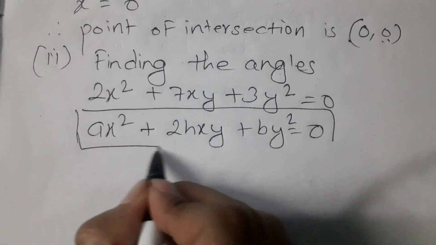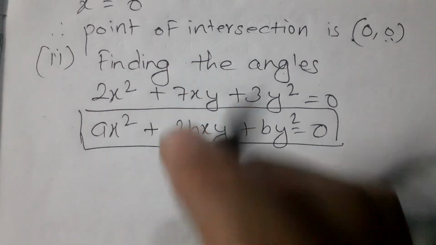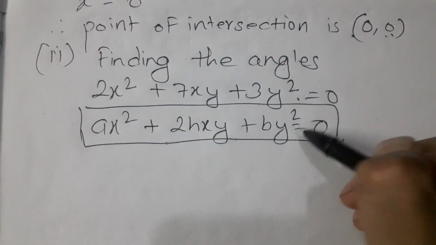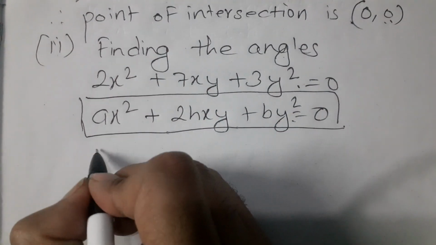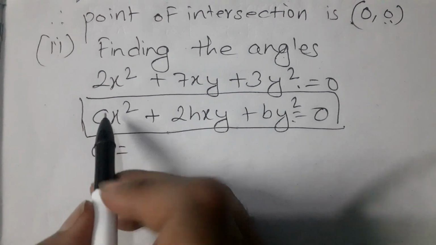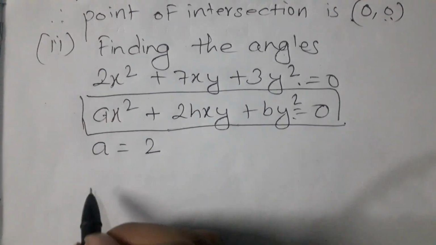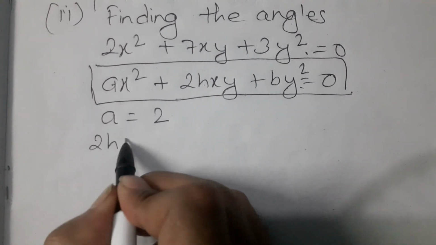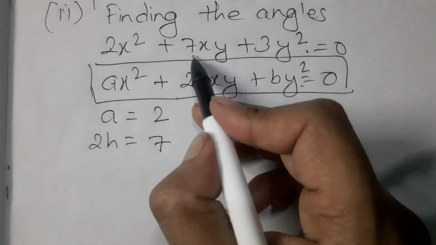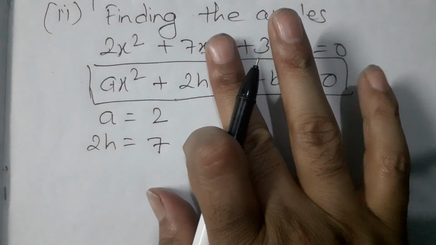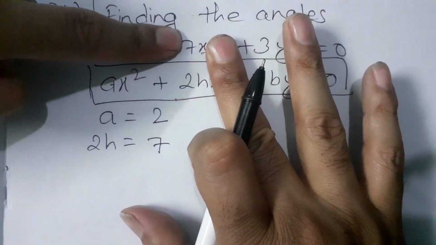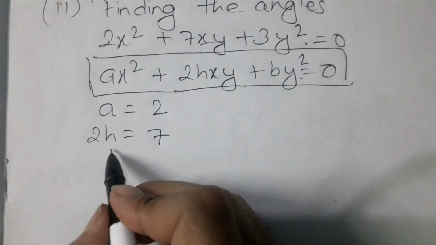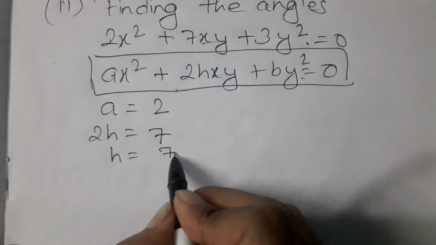Okay, so it's the standard format, and from this standard format you have to compare your equation with it. What we get is a equals, in place of a there is 2, right? But in place of h, what is there? There is 2h, and that is 7. You can see xy is similar, that's why they are reduced, but 2h equals 7. Yes, so in place of 2h there is 7. So what is the value of h? It is 7 by 2.